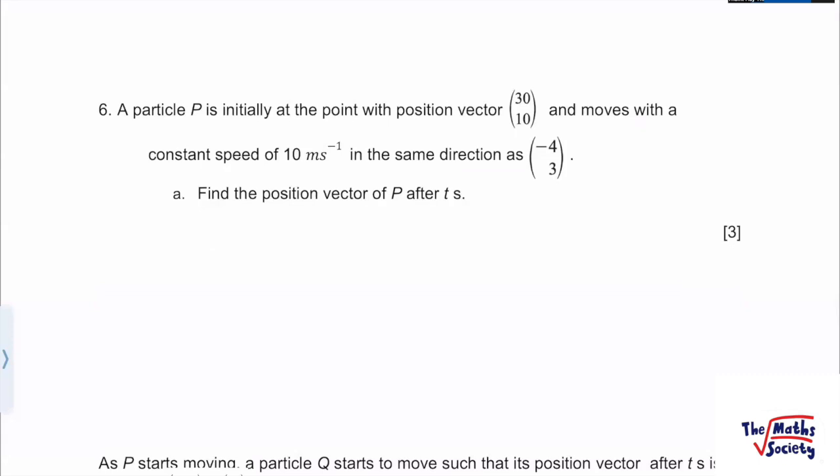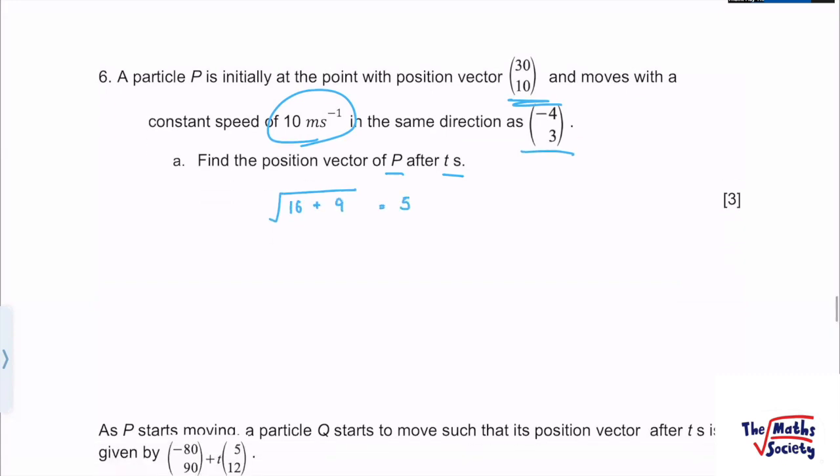It says that a particle P is initially at the point with this position vector, moving at a constant speed of 2, in the same direction as this, and you need to find the position of P after t seconds. So we're going to find the magnitude first. So that's minus 4 squared, which is going to be 16, plus 3 squared, which is 9. So you'll get 5.